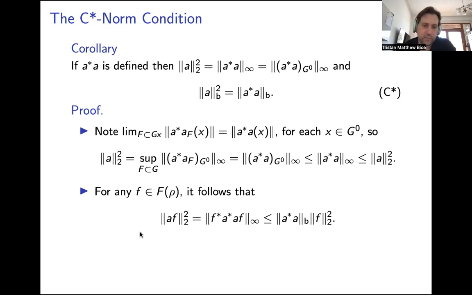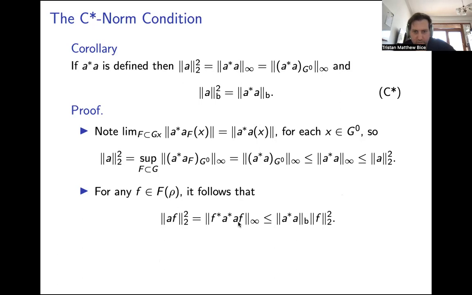To get the C star norm condition for the B norm, again, take some finitely supported section. Again, look at the two norm squared. Using this alternative characterization, I guess. Yeah, I think I'm basically using the same. Hang on a sec. Okay, so this is what I've already proved. I've already proved this just using this first equality here, but now just replace A with AF. That gives you this first equality here.